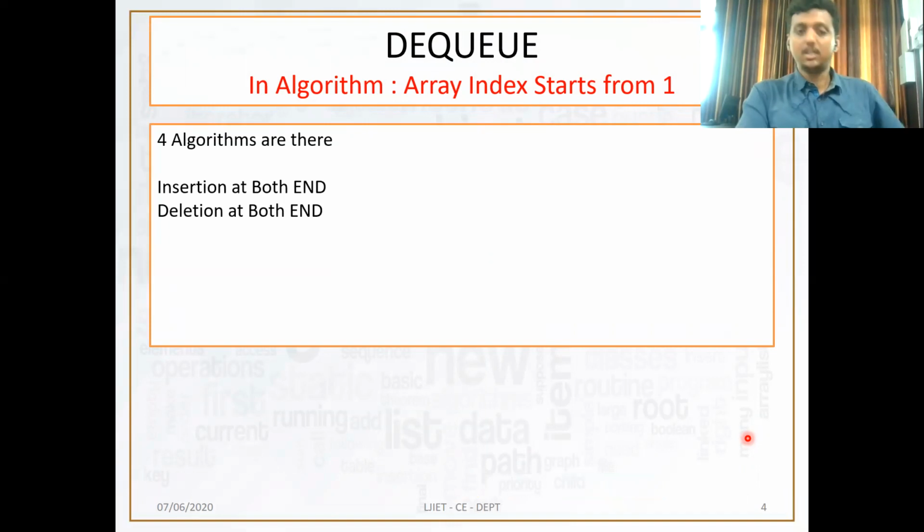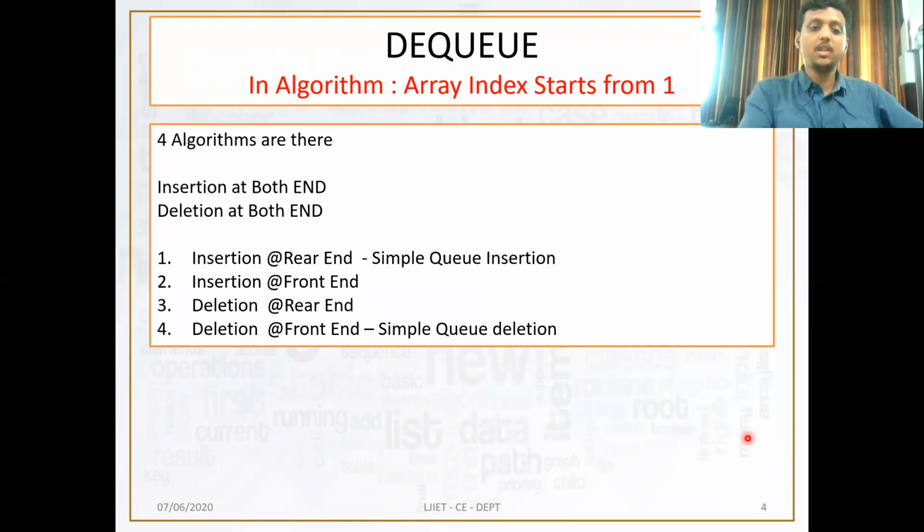So here we have 4 algorithms. First, insertion at both ends, front and rear, and second, deletion at both ends, front and rear. Insertion at rear end: first, tell me, in simple queue, we are inserting something at which end? That is rear end. Same like that, students, here insertion occurs at the rear end, same as simple queue. Again, insertion occurs at front end. Next, deletion occurs at rear end, which is new for us, and deletion occurs at front end, which is same as simple queue deletion.